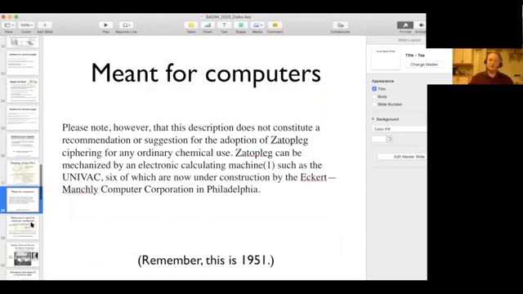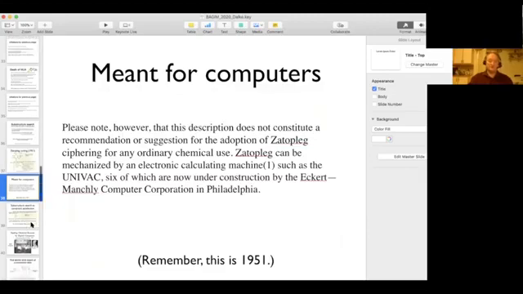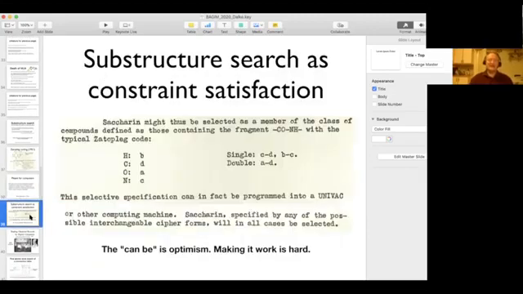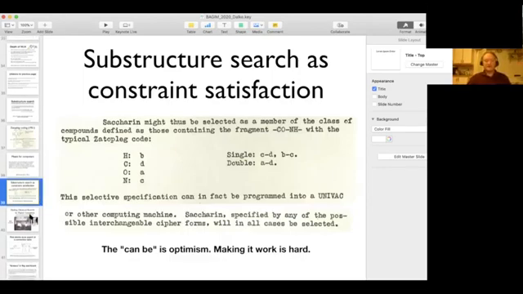So he knew probably more than most people, almost everybody, about what computers could do. And he described that you could do substructure search using this. Here's his algorithm. It can be programmed in a UNIVAC or other computing machine. So it's a bit optimistic, but the basics are there.